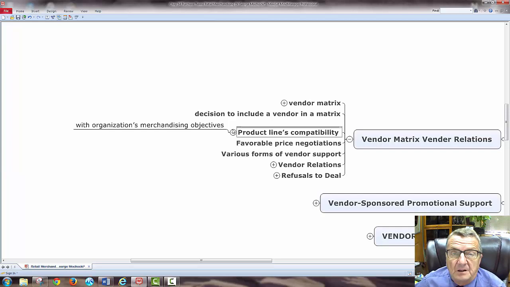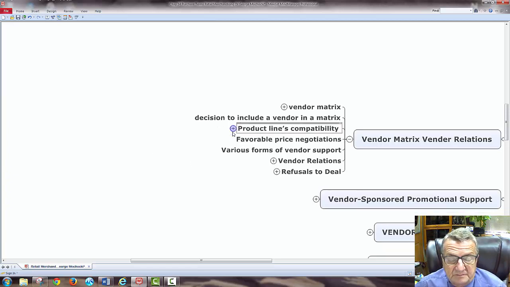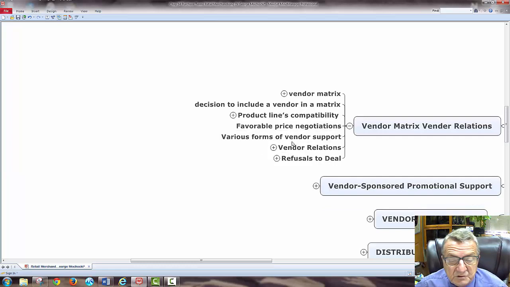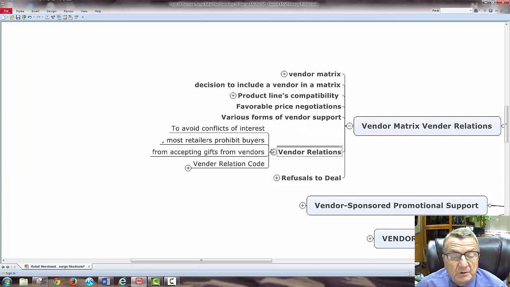First of all, do I want to be associated? The first thing is, is my product compatible? Do I need it? Secondly, the brand, because remember, I'm a reflection of who I associate with or who I have contractual agreements with. Okay, favorable price negotiation, various forms of vendor support, and vendor relationships to avoid conflicts of interest.